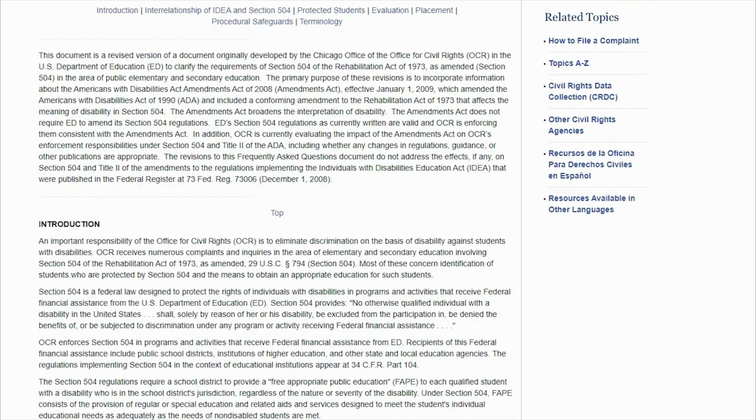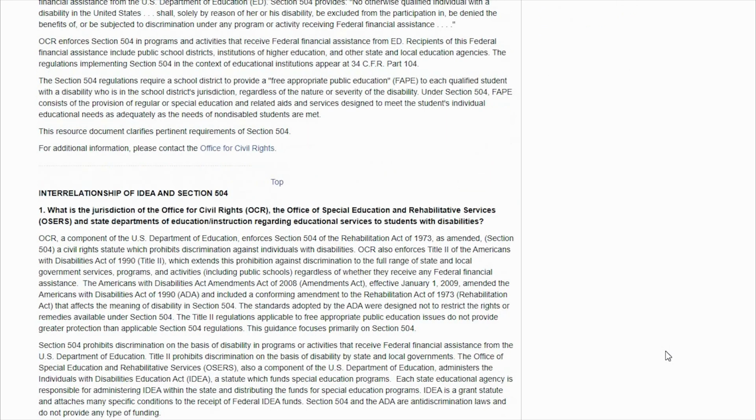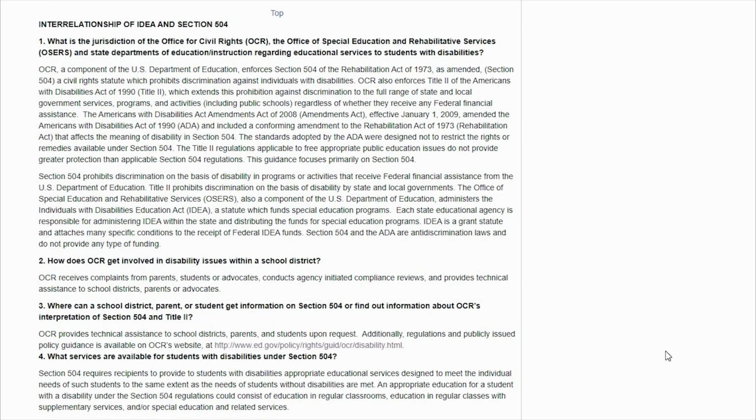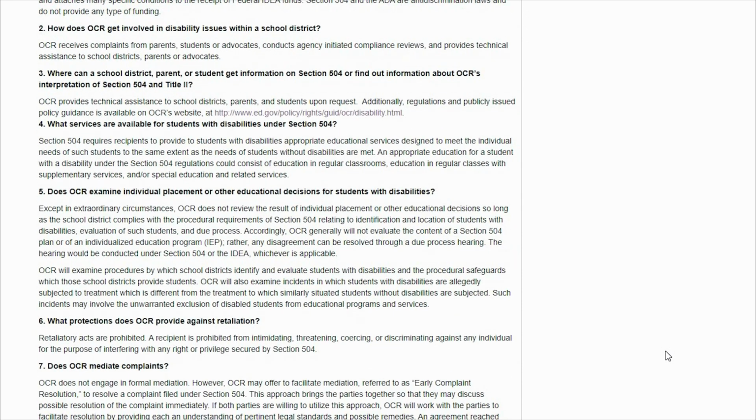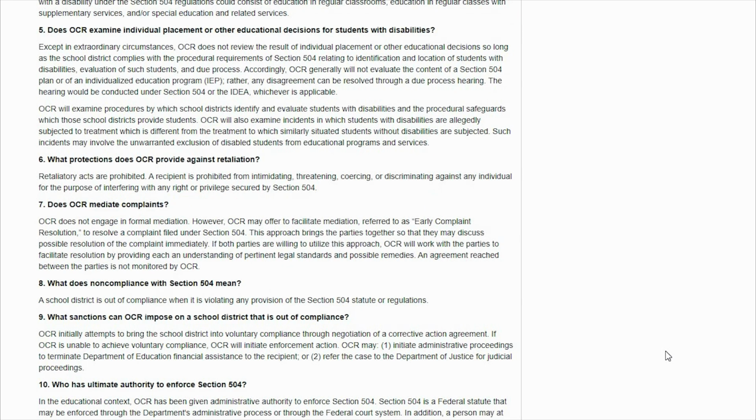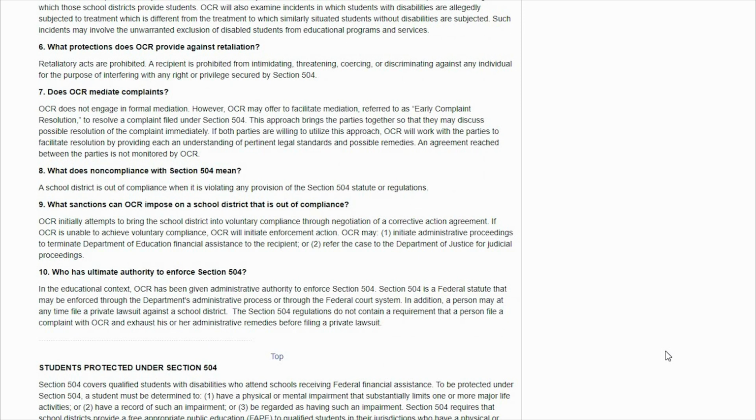So, let's see. They have an introduction talking about how Section 504 is a federal law designed to protect the rights of individuals with disabilities in programs and activities that receive federal financial assistance from the U.S. Department of Education. Scrolling down, it has what is the jurisdiction of the Office for Civil Rights, and you can read that more. I know the question most people probably have is what is a 504. I'm going to skip through some of this, and if you'd like to, you can come back and read it. I don't want this video to be horribly long.